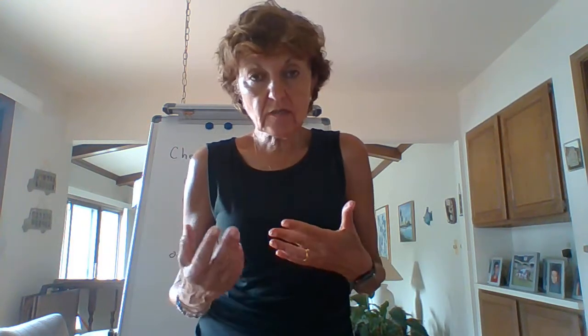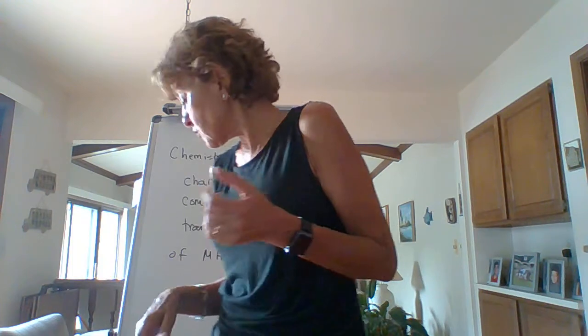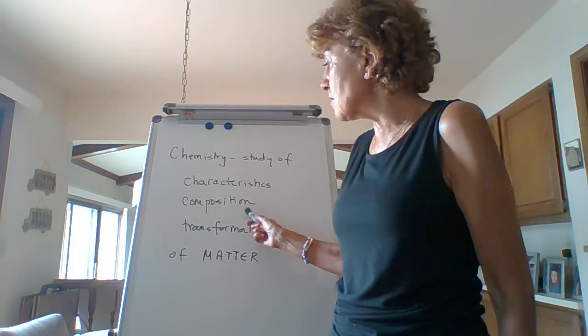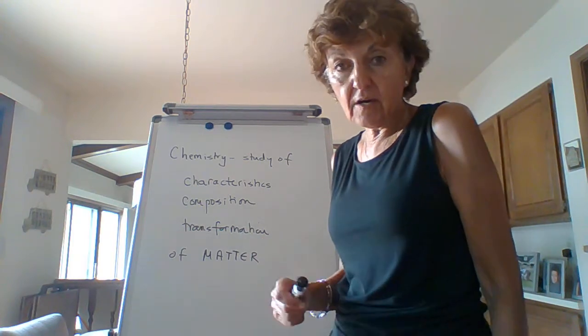So we're going to start off with the basic concepts of matter chapter, and it starts by focusing on the definition of chemistry. What you should always do while you're watching these videos and while you're reading the book is print out the what you need to know list. So for you guys, it's chapter 1, what you need to know list. It starts off with the definition of chemistry, and chemistry is basically the study of the characteristics, composition, and transformation of matter.